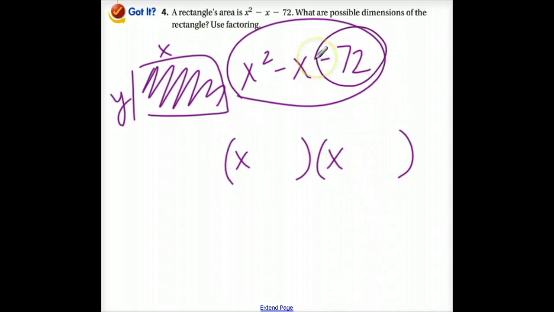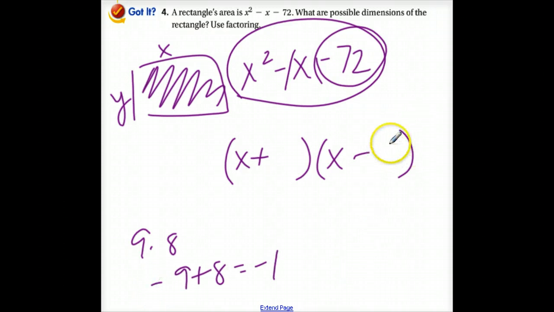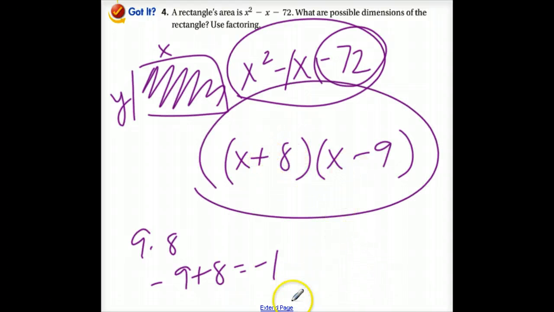I need to get a negative 72. Well, 9 times 8 is 72. One of them needs to be negative, one of them needs to be positive to get the negative product. I need to equal a negative 1. Well, negative 9 plus 8 will leave us at negative 1. So I'm going to fill my numbers in accordingly, and those are the two dimensions of my rectangle.